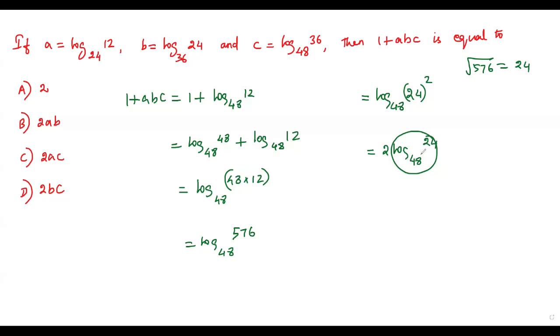But in this logarithm, the base and the argument are not equal, so the value of this logarithm is not equal to 1. Since it is not equal to 1, the result we got over here cannot be 2, so we can reject answer choice A.